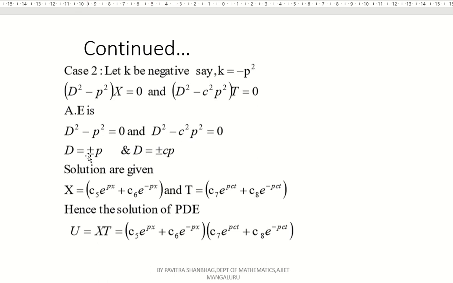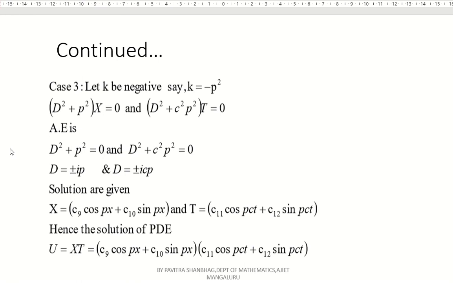So how to write capital X? Roots are different, and c1, c2, c3, c4 we already used in case 1. So next continue with the next constants: c5 e power plus px plus c6 e power minus px. Similarly, how to write capital T? That is c7 e power cpt plus c8 e power minus cpt. So what is the total solution? U equal to X into T, that is this into this. Just write the product, no need to expand.